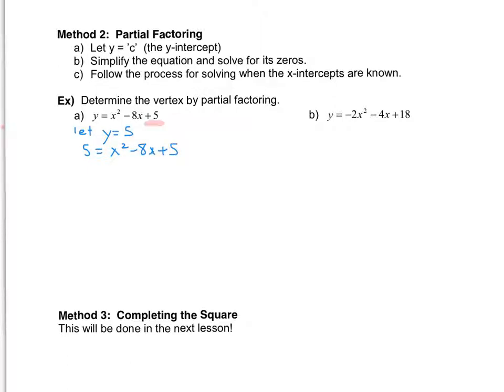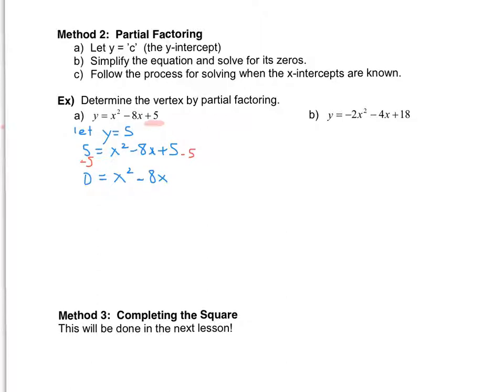Now, we know to be able to solve a quadratic equation, we've got to get 0 on one side and everything else on the other. So I'm going to subtract 5 from both sides of the equation here. And what I have left now is 0 equals x squared minus 8x. And you'll notice that the y-intercept piece has disappeared.